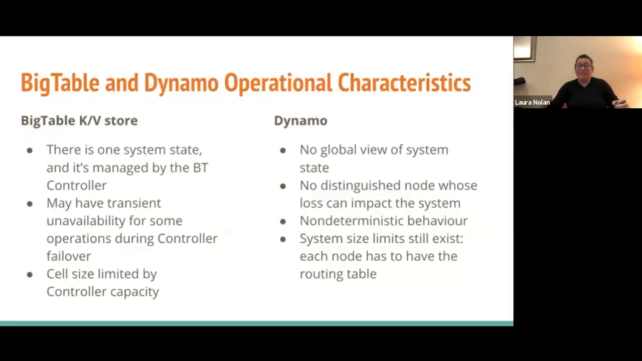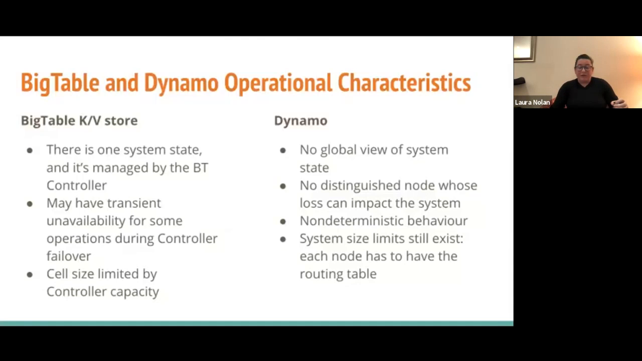Dynamo doesn't really have a global view of system state. It's one of those things that's constantly converging, maybe a little bit like running a network routing protocol like BGP or something. You can look at any one node and you'll see its view of the state, but there's no one canonical view. It also means that the loss of any one node is not going to have disproportionate impact on the system. So all the data should be replicated to secondary nodes, and queries should fail over.